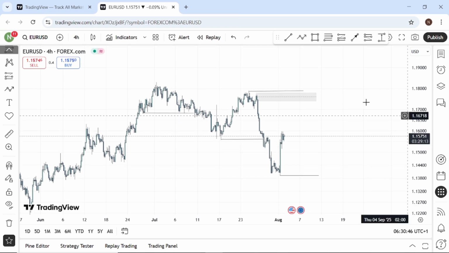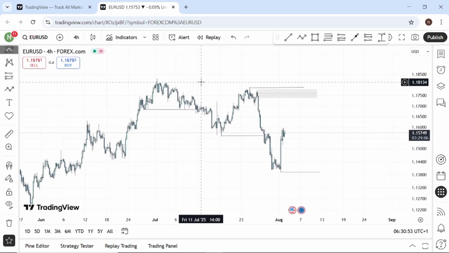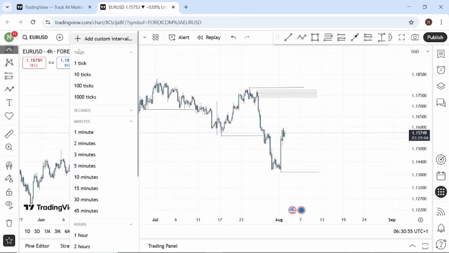But we can't just sit and wait for price to pull back up to this level before we start selling. Now let's jump straight into the 15 minutes and the 30 minutes time frame.